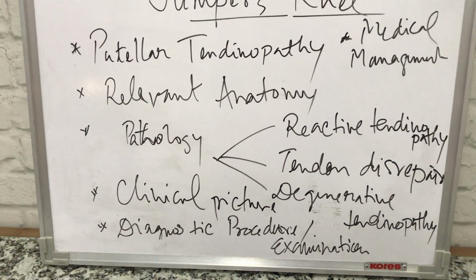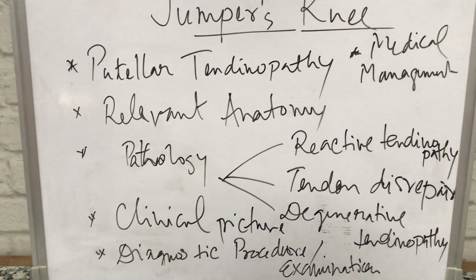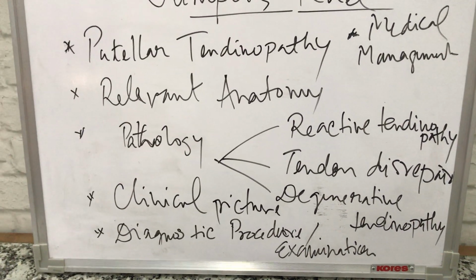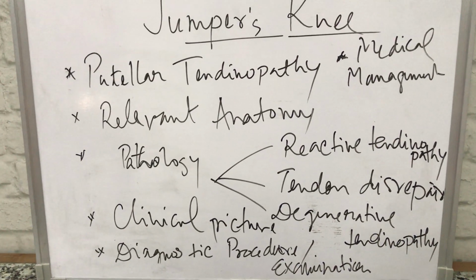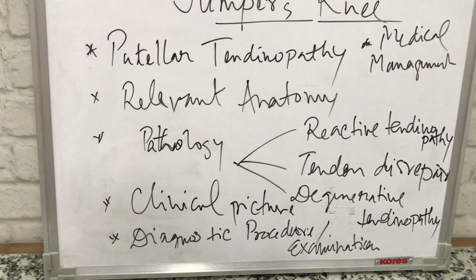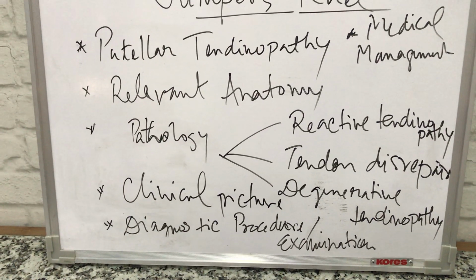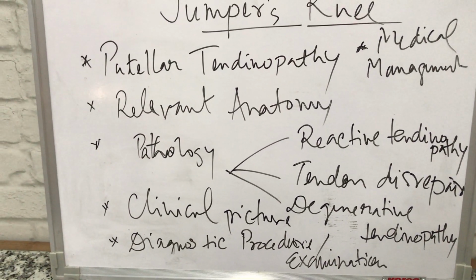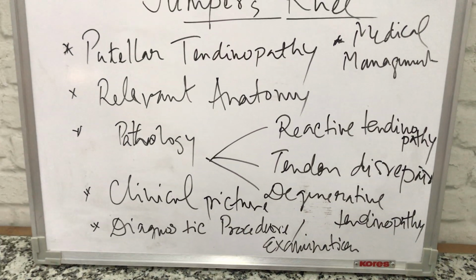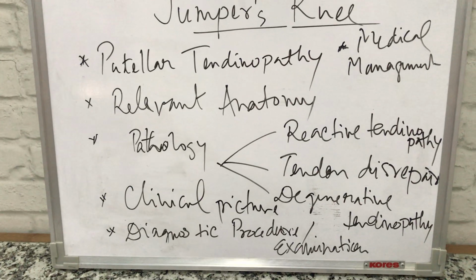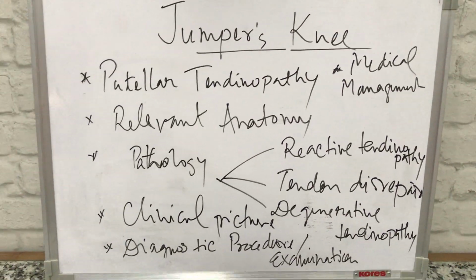Then if you go to the clinical picture, the anterior knee pain is the most common picture. There may be also swelling, a little bit of swelling of the tendon. Then you have to examine the knee joint, the hip and the ankle, because there may be some associated mechanical factors resulting for the condition.